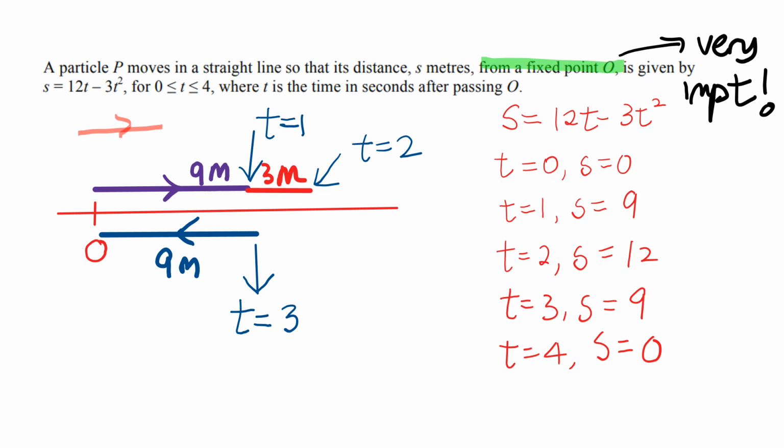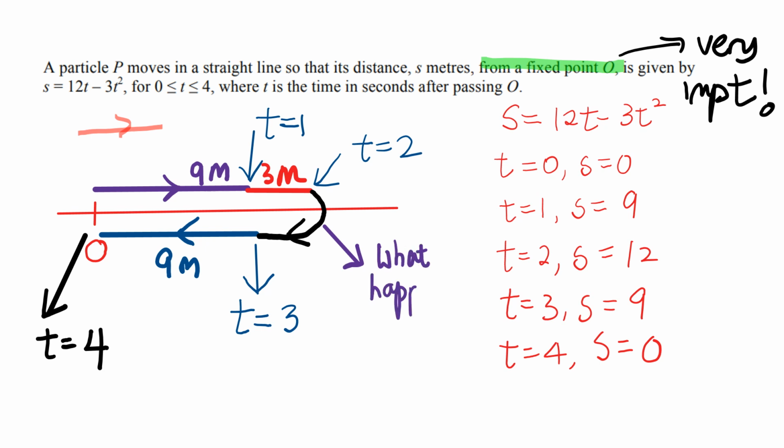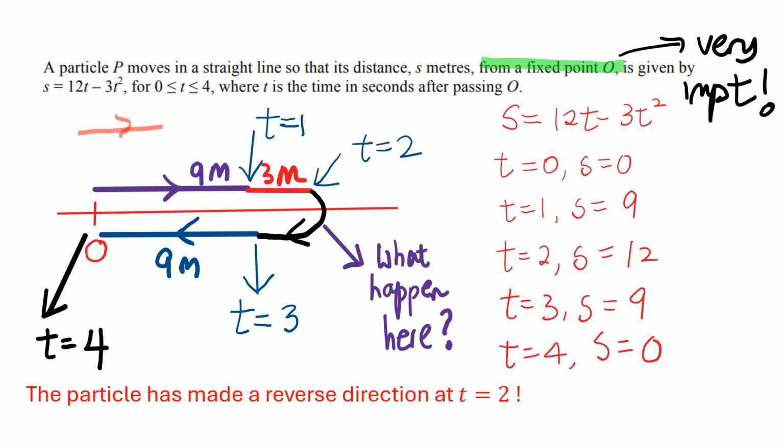So something must have happened to the particle at t equals 2, right? Yes, sorry, at t equals 4, it's back to point O. When the displacement is 0, it's back to point O. Right, so back to the earlier question, something must have happened here, right? So what do you think happened there? Yes, the particle has made a reverse direction at t equals 2.